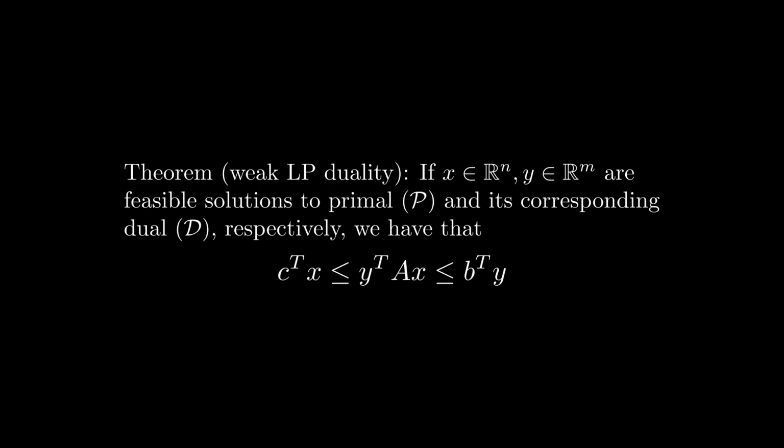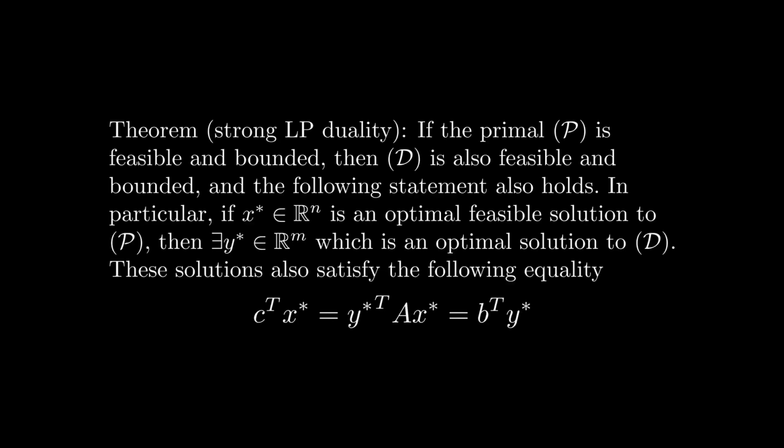Note that here we are assuming that the primal is a maximization problem and the dual is a minimization. This property is known as weak duality. If P is feasible and bounded, we can come up with an even stronger condition, known as strong duality, which is that if x star is an optimal solution to P, there exists an optimal solution y star to D, for which the inequality from before becomes an equality. I won't prove this result here, but it can be shown using the separating hyperplane theorem.